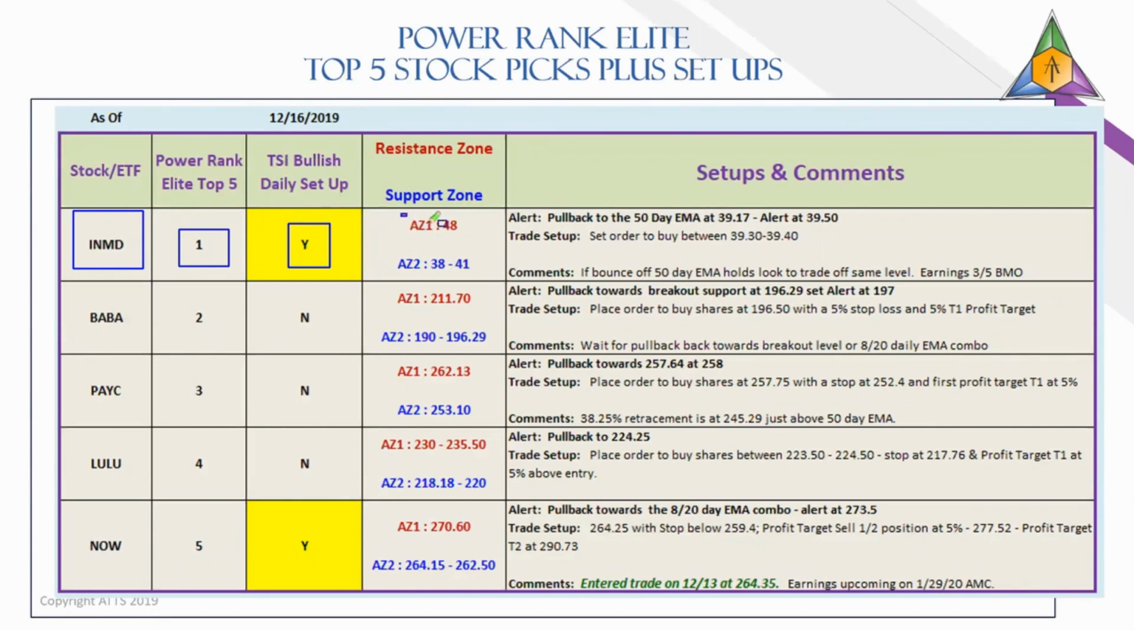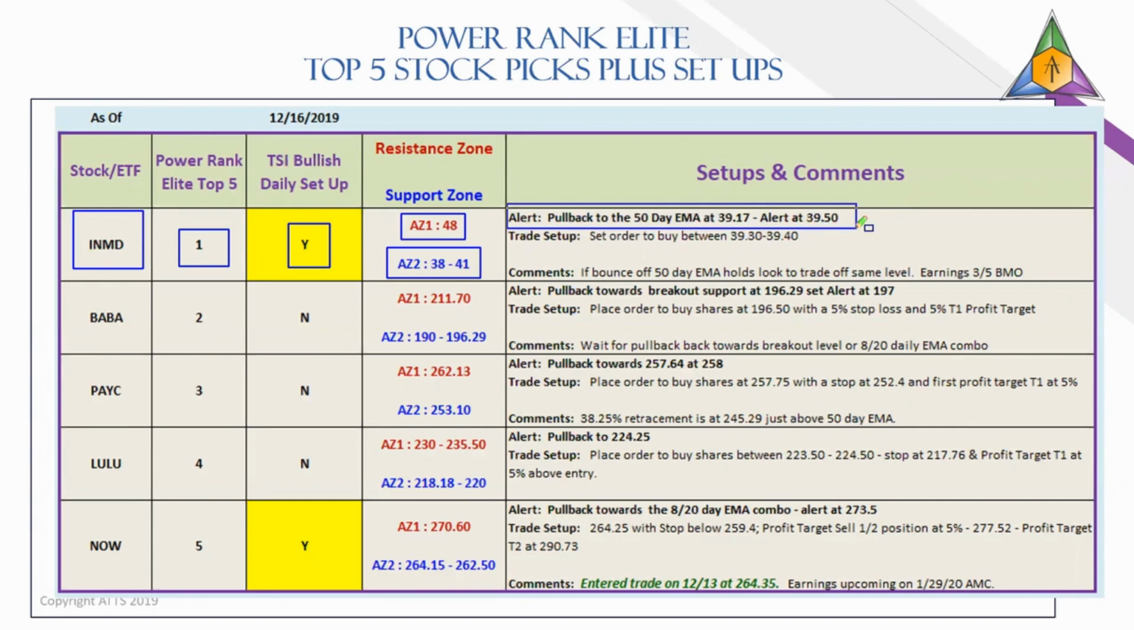This is a very important aspect also, because it gives you criteria. AZ1 is Action Zone 1, which highlights where we anticipate running into resistance. AZ2 is a support zone called Action Zone 2, where we anticipate finding support. And then the setup and comments every week will tell you where to set your alert.